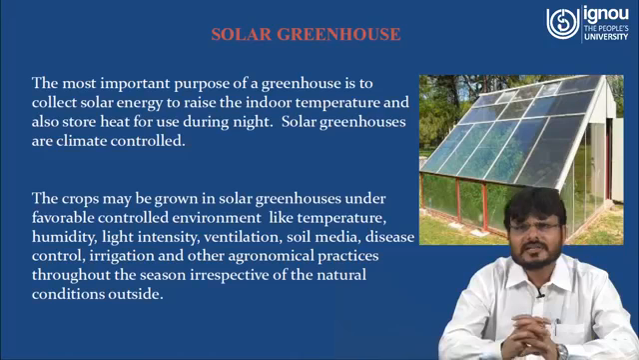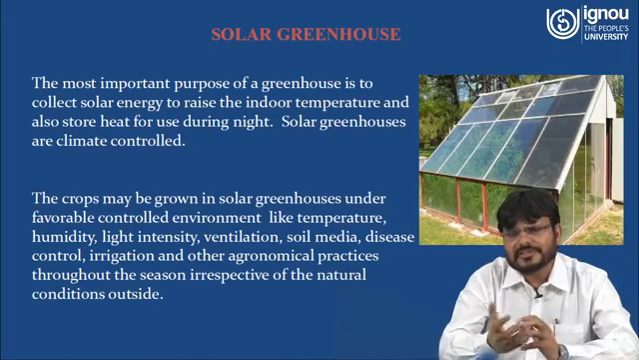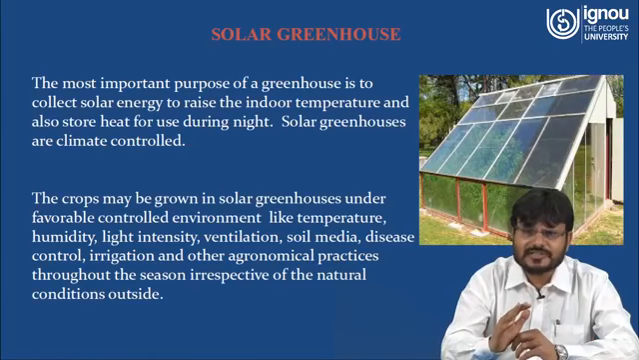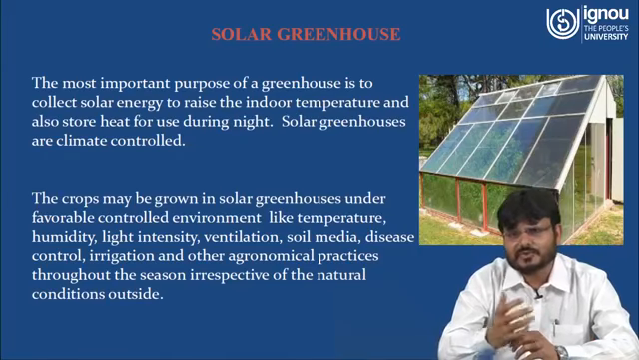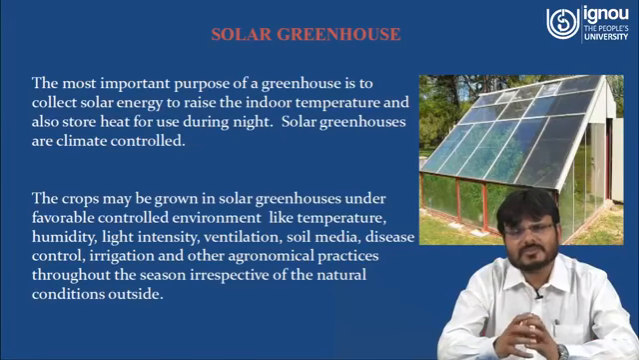How can the heat be increased inside this greenhouse? Because you are using glazing, that means you are replacing the roof either by a plastic sheet or by glass. As the solar radiation comes in the form of short wave radiation, it will penetrate the glass or the plastic sheet and go inside the chamber, and whatever heat is coming from the sun will be absorbed inside the chamber.